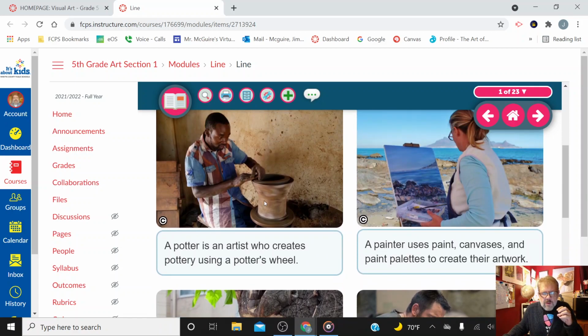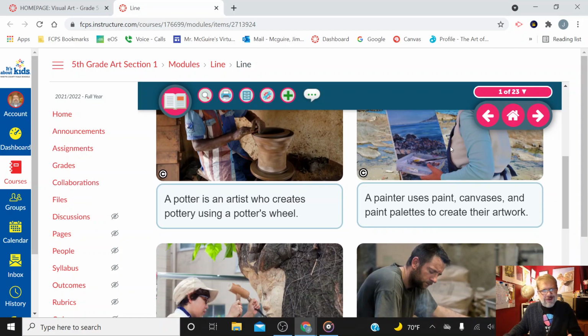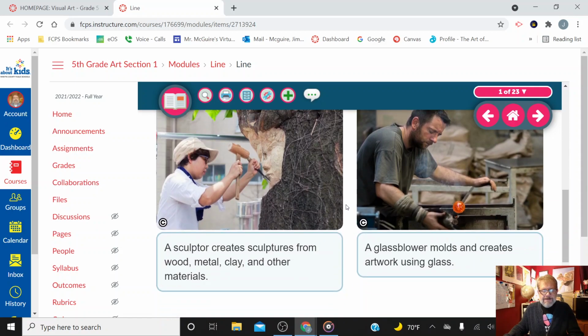When we talk about a potter, we talk about someone who makes pottery using material we bring out of the earth. We can shape it, form it, fire it, heat it up in a kiln, and it becomes permanent. A painter can use anything from oils, acrylics, watercolors, those types of things. Often even painting in dry media like pastels.